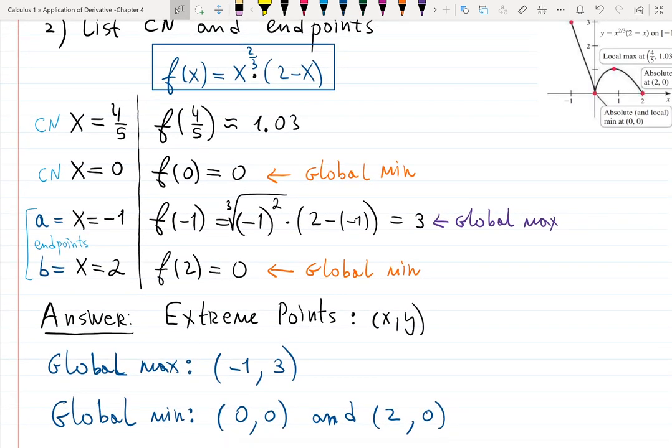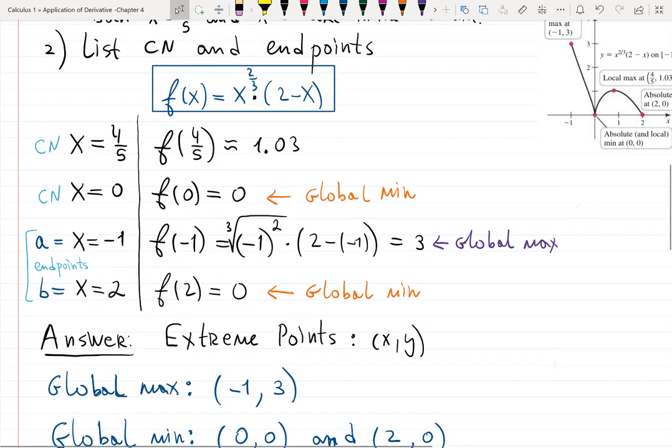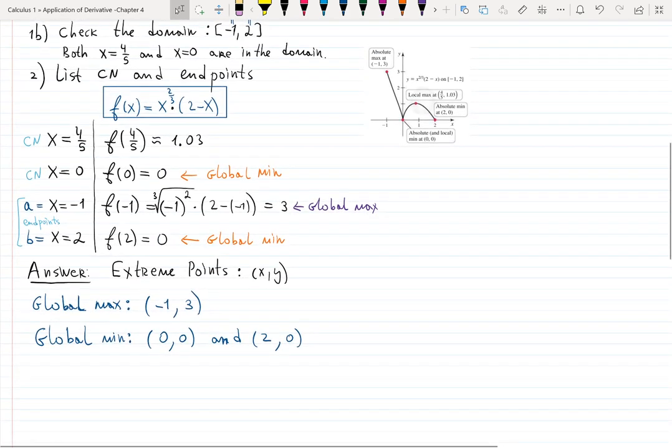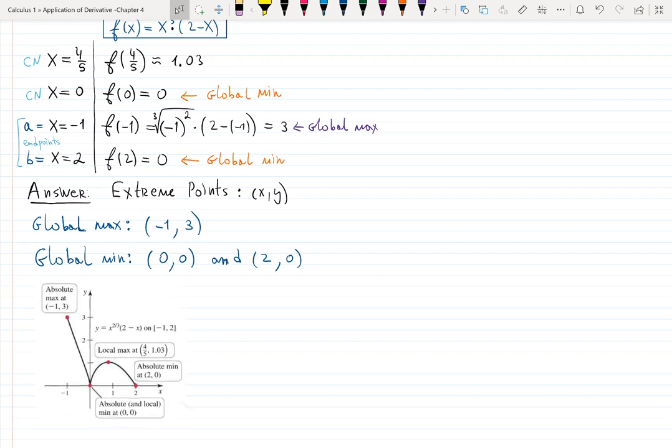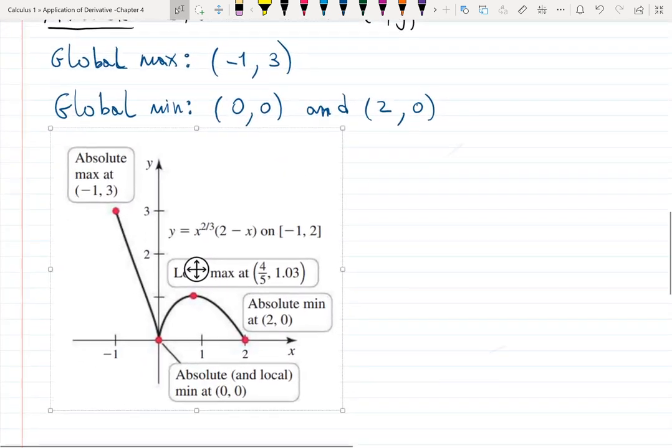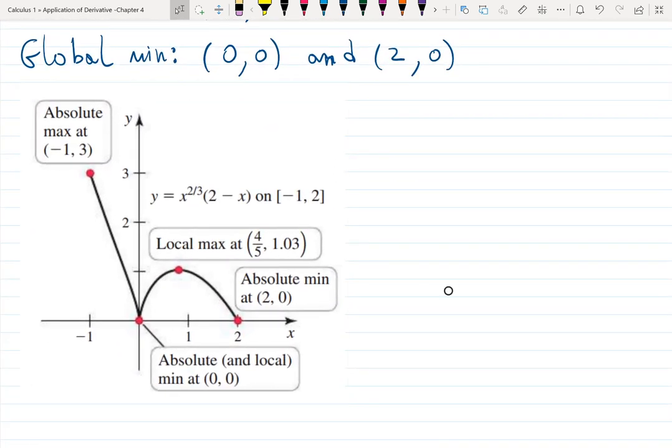And here is the picture I prepared for you, which explains everything really well. We saw this graph before, and now it shows you that indeed this left endpoint is very high. So it became absolute maximum, -1 and 3. Since 3 is the highest level of this function on the given interval, that's global maximum.